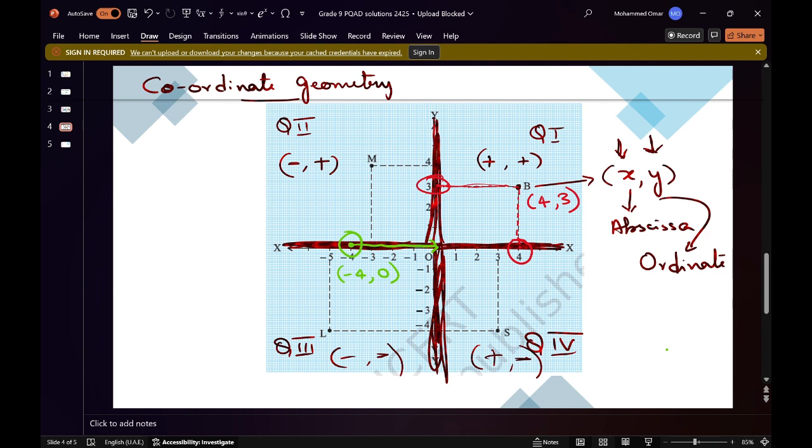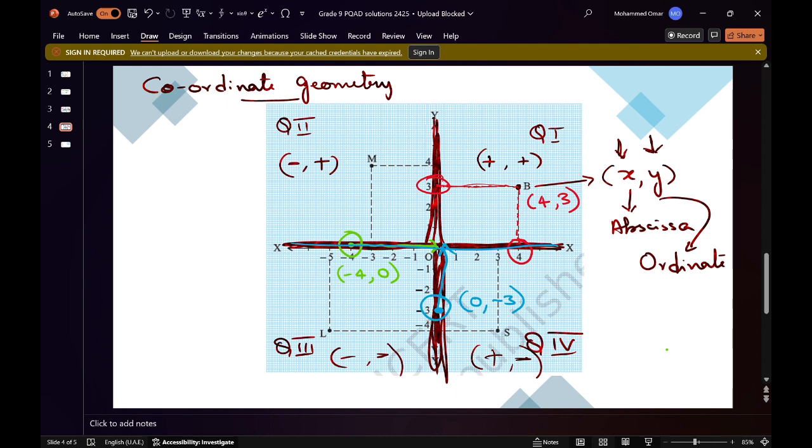Now let us see one more. For example, you take any point on the y-axis. Let us say this is the point. What is the first step? Draw a perpendicular line onto the x-axis. Where does it meet? It meets at 0. And it is already on the y-axis, therefore -3. Do you understand, my dear students?